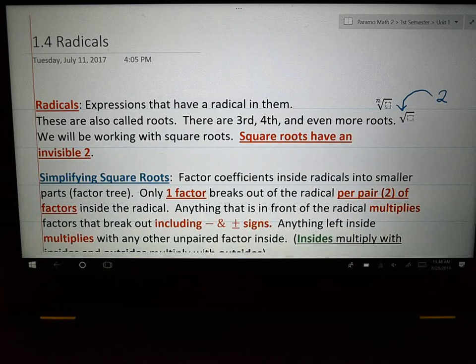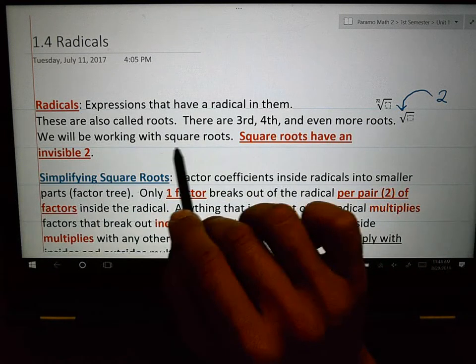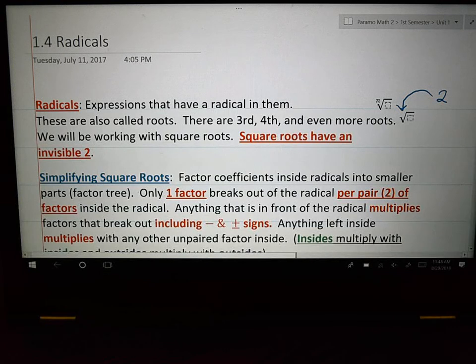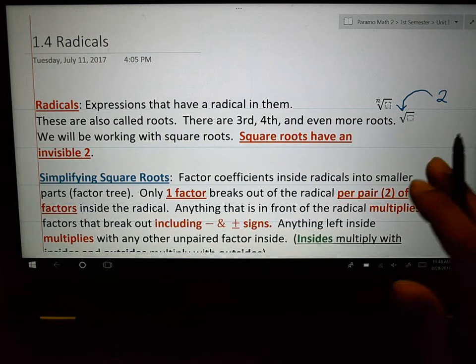If you were in honors math 2, we would explore what it looks like for a third root, fourth root, eighth root, and so on. But for regular math 2, we are only going to be working with square roots. I just want you to know that it does exist to have third, fourth, and fifth roots.